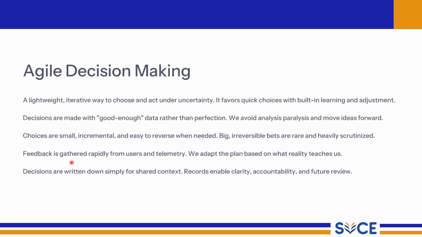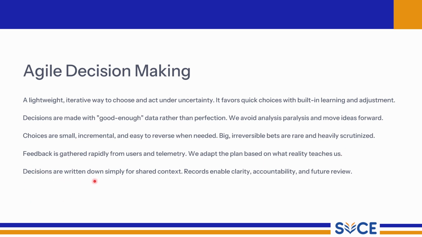Feedback is gathered rapidly from users and telemetry. We adapt the plan based on what reality teaches us. Every decision gets tested quickly in the real world. Feedback tells us what to keep, what to change, and what to drop. So, reality is the best teacher.